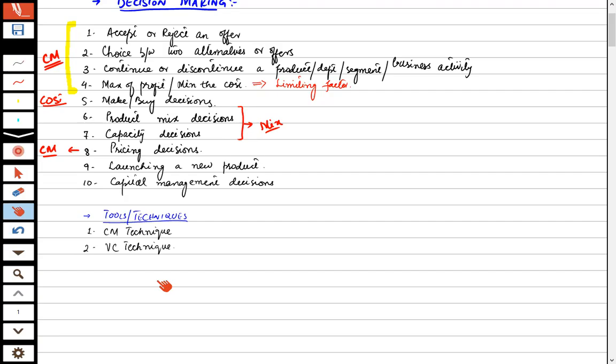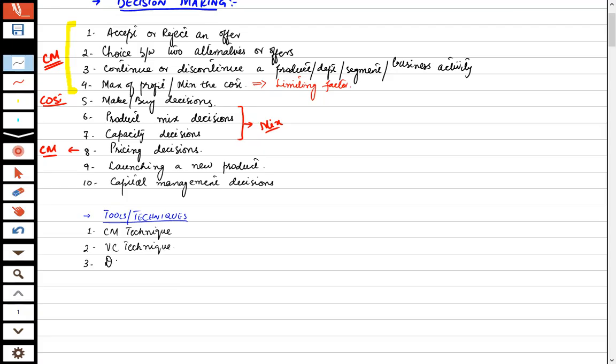Basically, the contribution margin technique tells us how much return we are getting. But in the variable cost technique, the subject matter is only the cost: how much variable cost is being incurred or how much variable cost is being saved. So this is the difference between the return and the cost. Clear? Yes. Okay.